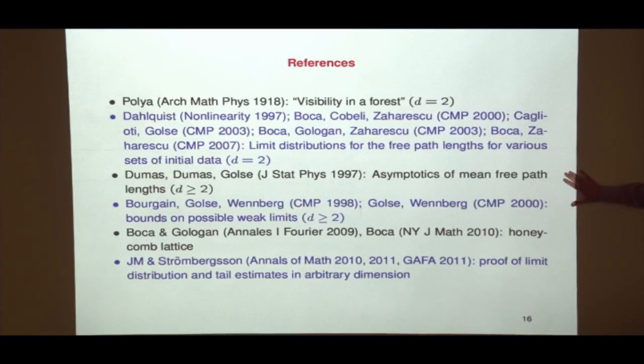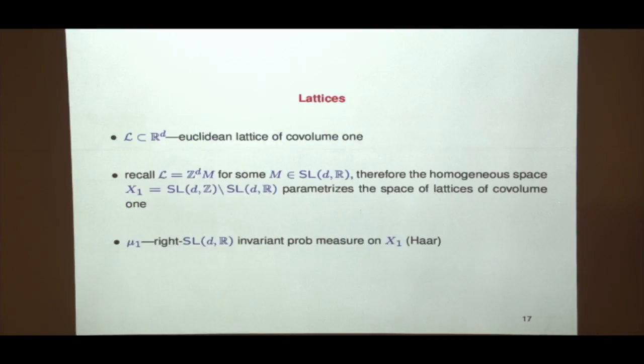In higher dimension, very little was known. The main result here was work by Bourgain, Golse, and Wennberg, who proved basically upper and lower bounds on the tail of the distribution of free path lengths, not proving that it exists in the limit, but just giving upper and lower bounds. And I'm going to show you now the key ideas in this joint work with Andreas Strömbergsson, where we proved the existence of the free path length distribution in any dimension and also calculated precise tail asymptotics. So, here is the main idea.